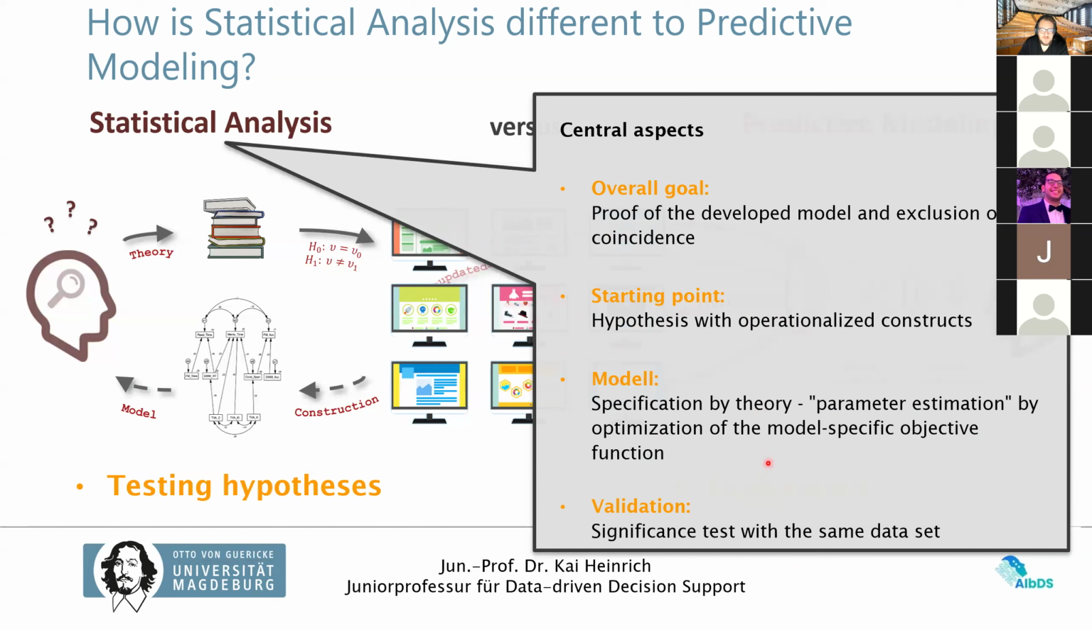So starting point: hypothesis, model by theory. Validation is the significance test with the same data. So this is the important part, the same data. You have to mark this, the same data. So there is no training. We have a table with values of age and smoking of people. For each of the persons, we have age and whether they smoke. And then we measure their blood pressure. And so we have a significance test, but we use the model on all the data, right?